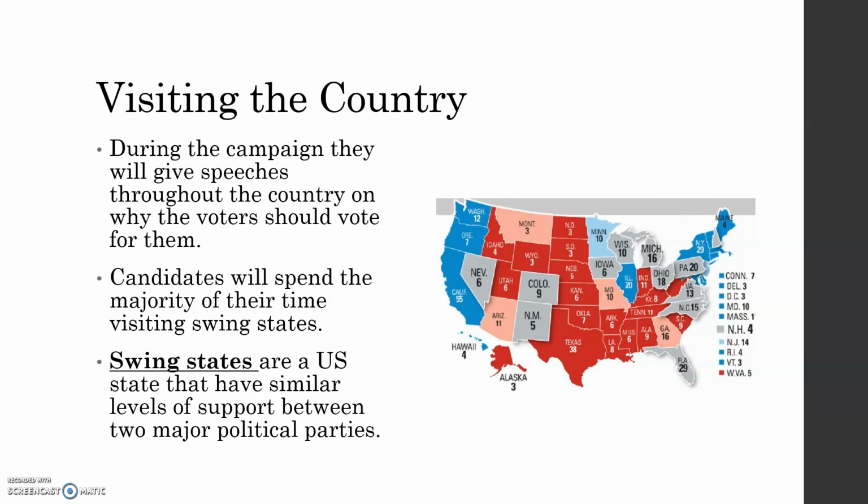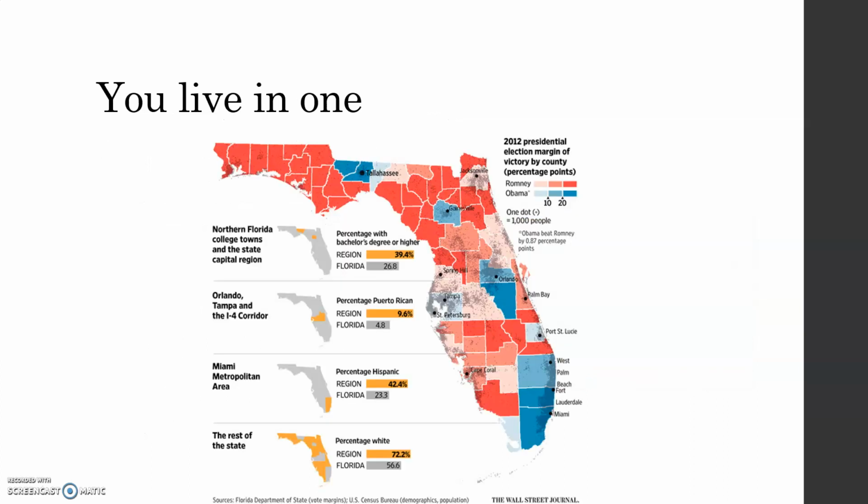I'm taking the time to emphasize this because, one, candidates will spend a lot more time in swing states, because there's no point in a Democrat going to California when there's a 99% chance California is going to vote Democrat anyway. Same with a Republican in Texas. There's no point for Republicans to campaign in Texas because Texas most likely is going to vote Republican regardless. They spend the time in swing states. And another reason why swing states are important is, yeah, you guys ultimately live in one. Florida's about 50-50 Republican Democrat.